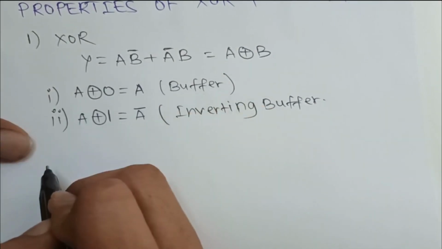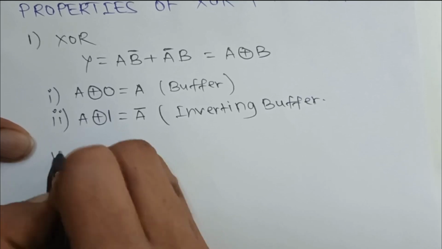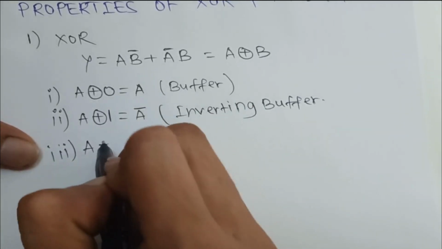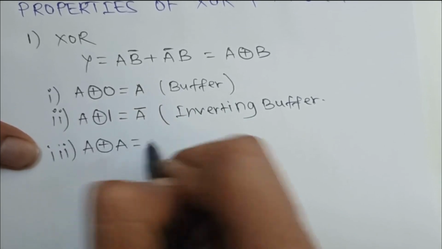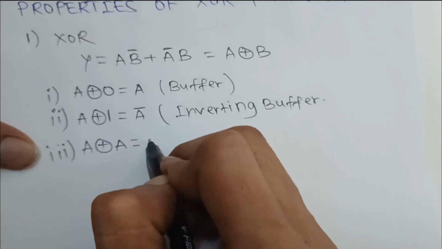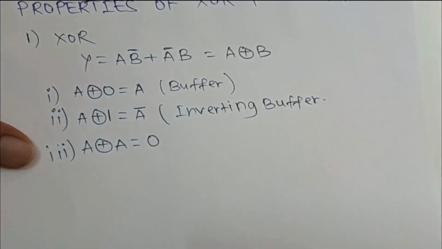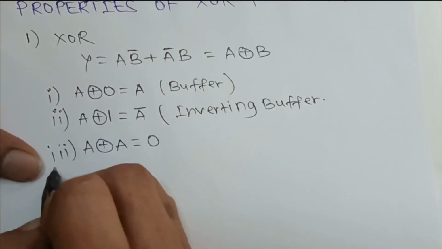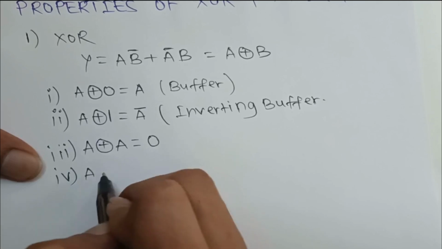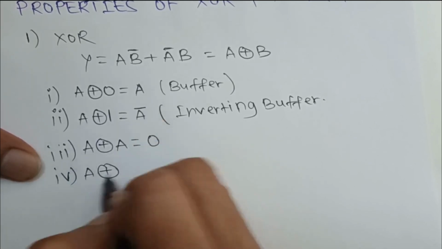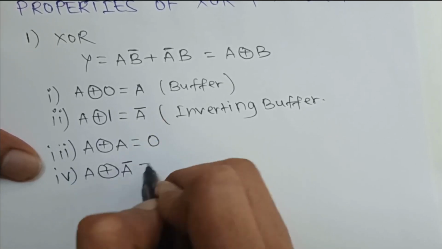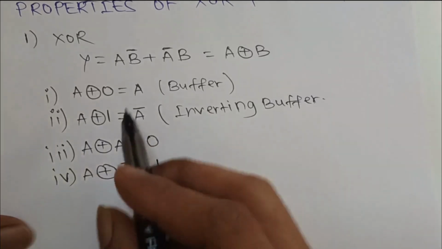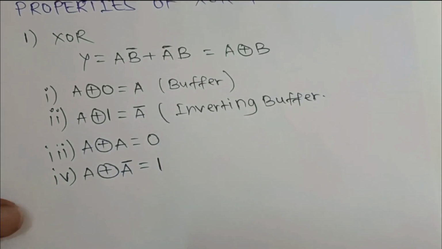Next one, if you take XOR of A with itself, it is going to give you the result 0. This is another property of XOR gate. Next one, if you take XOR of A with A complement, it is going to give you 1 as a result. Hope these four properties are clear to you all.